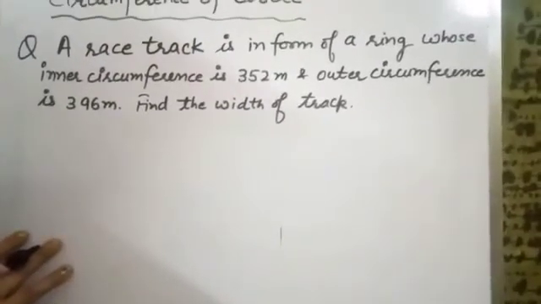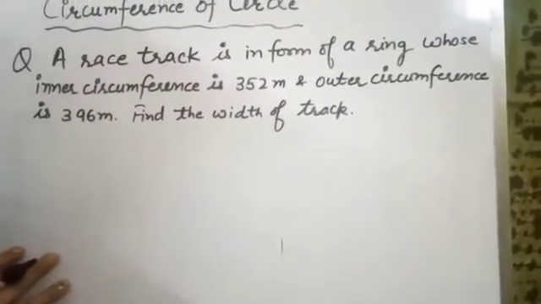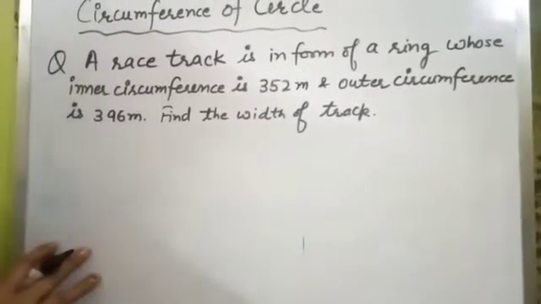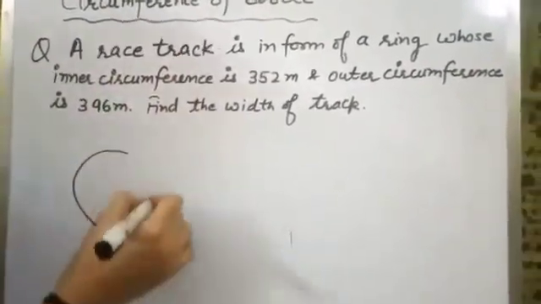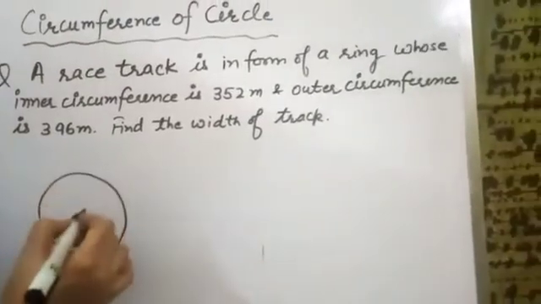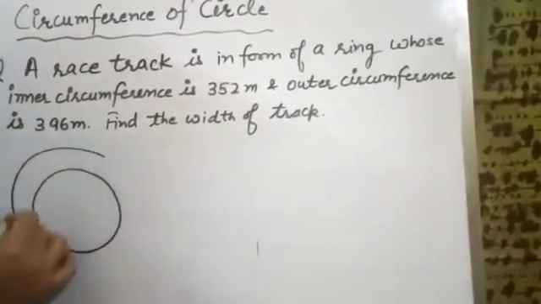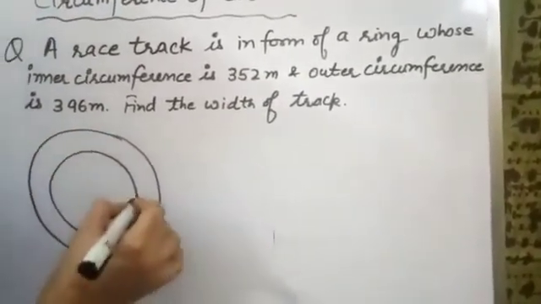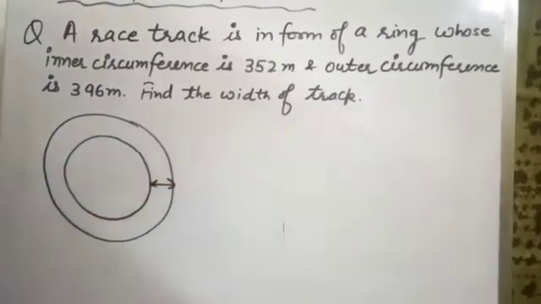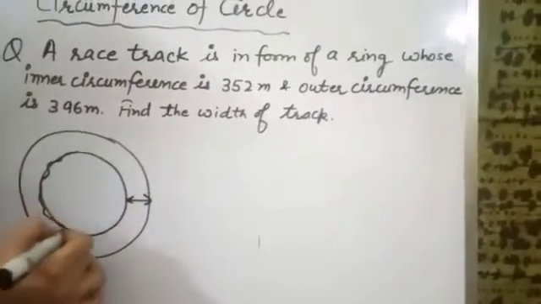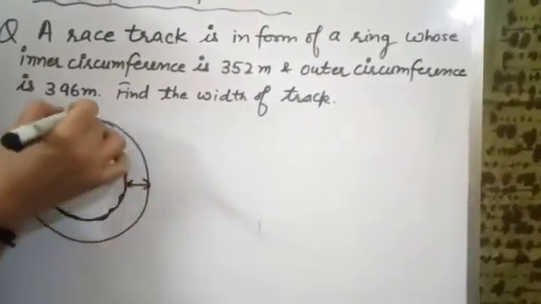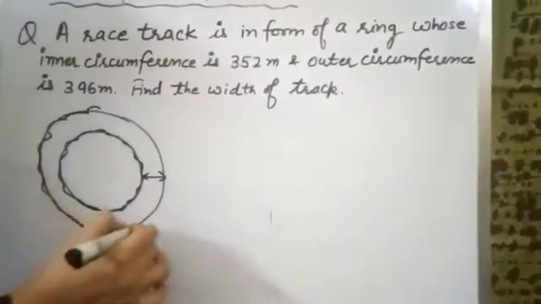Now the next question. A racetrack is in the form of a ring whose inner circumference and outer circumference are given to us. We have to find the width of this track. Now this is a track in the form of a ring, and we have to find the width of this track. What is given to us? The inner circumference, this distance, is given to us, and the outer, this distance, is given to us.